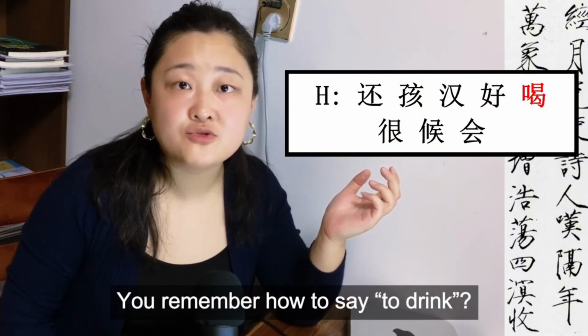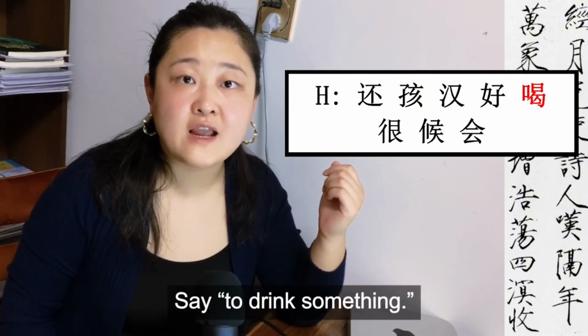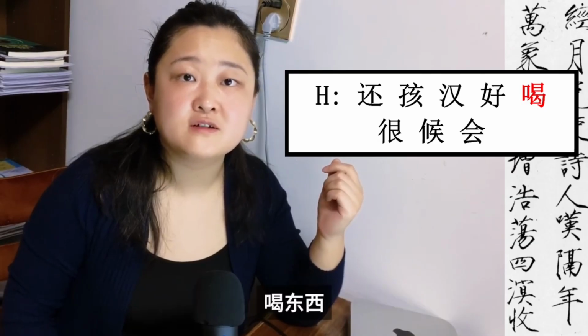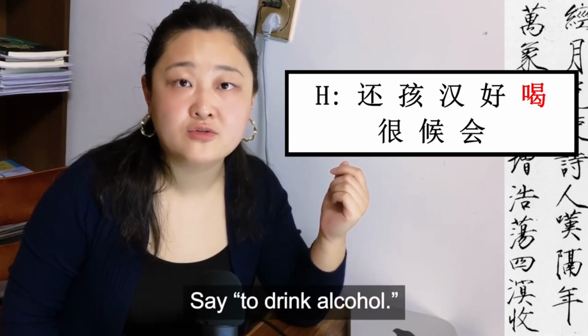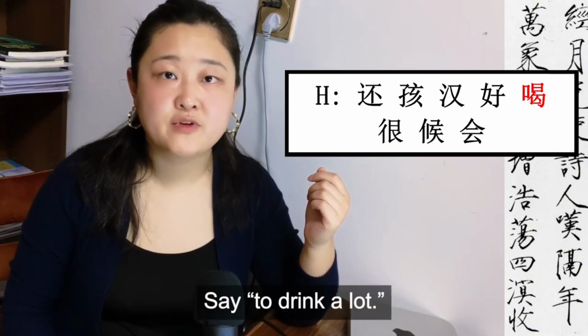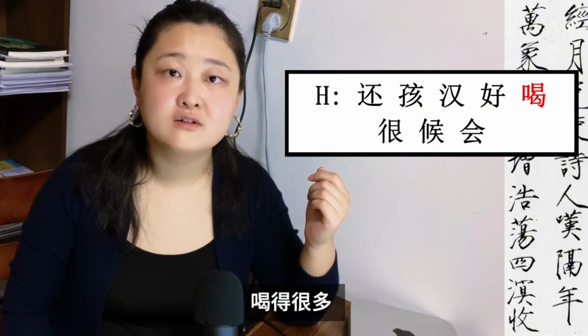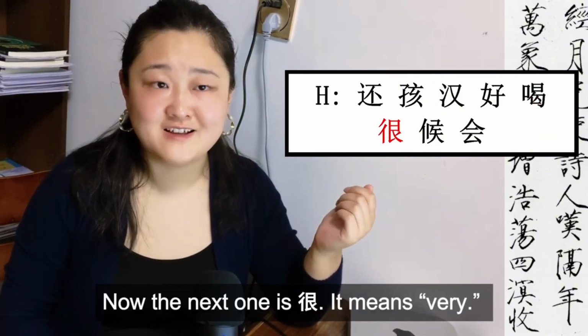The next one is the character for to drink. You remember how to say to drink? 喝 Say to drink something. 喝东西 Say to drink alcohol. 喝酒 Say to drink a lot. 喝得很多.